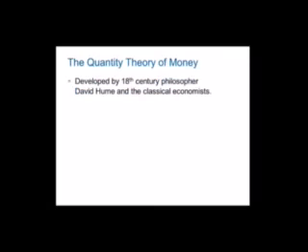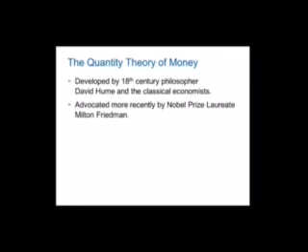So next we come to the quantity theory of money. This was first developed by many different economists actually, but one of the persons who actually formulated it was David Hume, who lived in, I believe, England in the 18th century. And later it was advocated by Milton Friedman, who was a Nobel Prize winner in economics, and he used to teach at the University of Chicago.